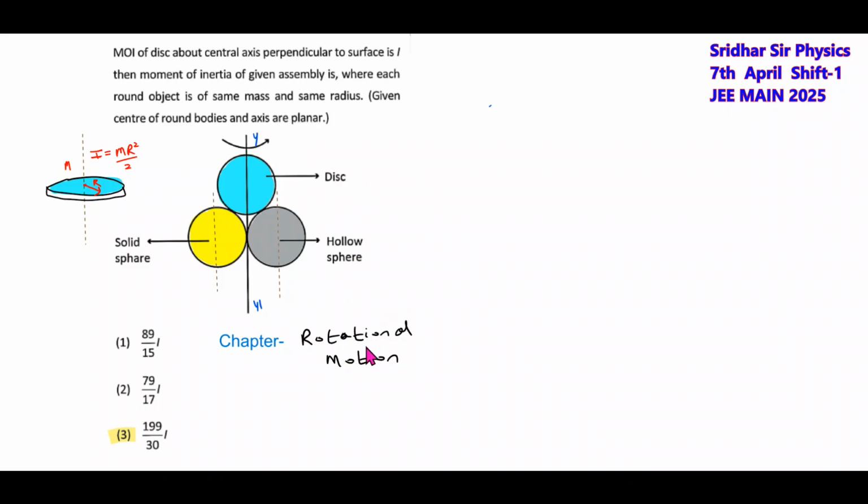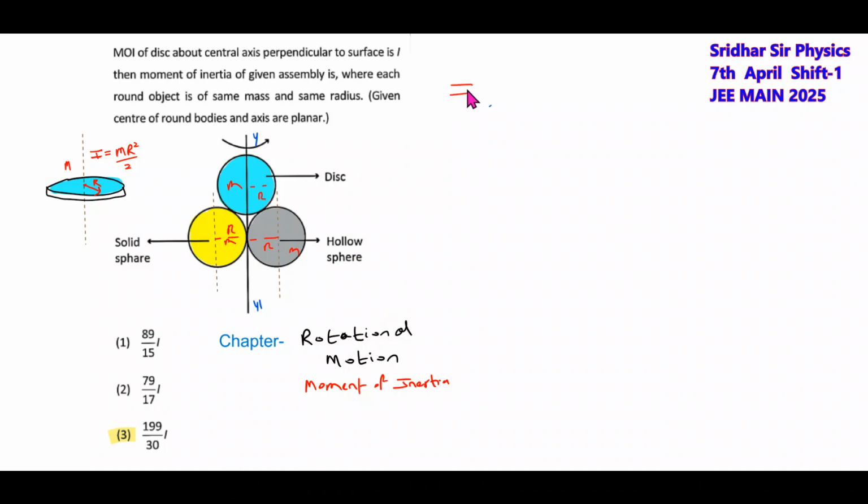This question belongs to rotational motion and the idea of moment of inertia is applied. Moment of inertia of a disk about central axis perpendicular to the surface is I. Okay, there's a disk about an axis passing through center and perpendicular to the surface, equal to I equal to mr square by 2. Then the moment of inertia of the given assembly, where each round object is of the same mass and same radius.